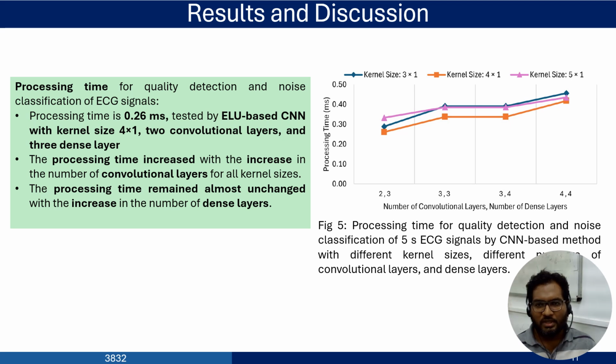While with the increase in the dense layer, from 3 convolution layers with 3 dense layers to 3 convolution layers with 4 dense layers, the processing time remains almost the same. And again for the 3 convolution layer, 4 dense layer model and the 4 convolution layer, 4 dense layer model, we see that for all the kernel sizes, with the increase in the number of convolution layers from 3 to 4, the processing time increased.